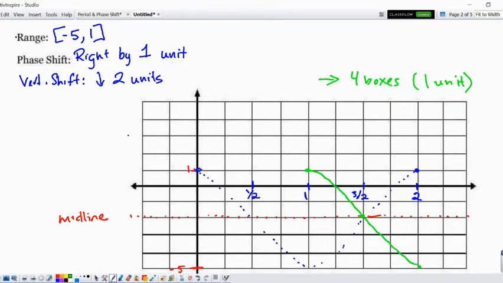But we should be able to make sense of where the rest of the graph would be, even though these are the only points that we can get on the graph when we move it to the right by 1 unit or 4 boxes. So think about this pattern.